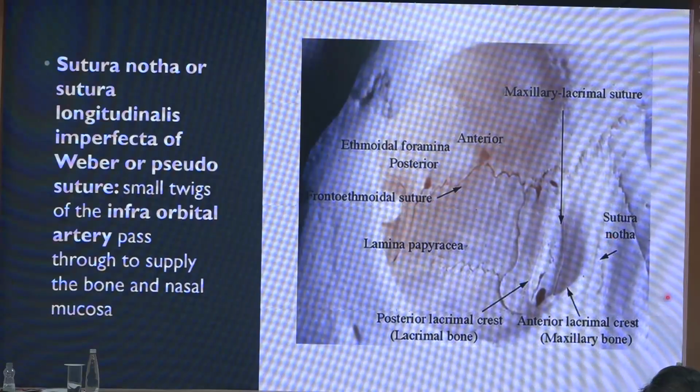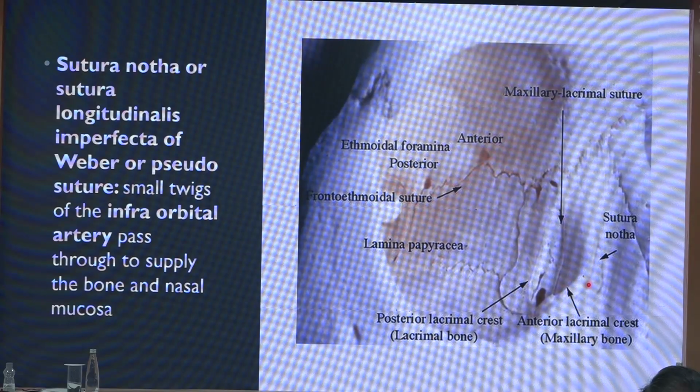Then next, there is another faint groove which you can see in front of the anterior lacrimal crest, and this is the sutura notha. The important clinical significance of this is that it lodges the small twigs of the infraorbital artery, and sometimes this may lead to bleeding, and you have to remember this.